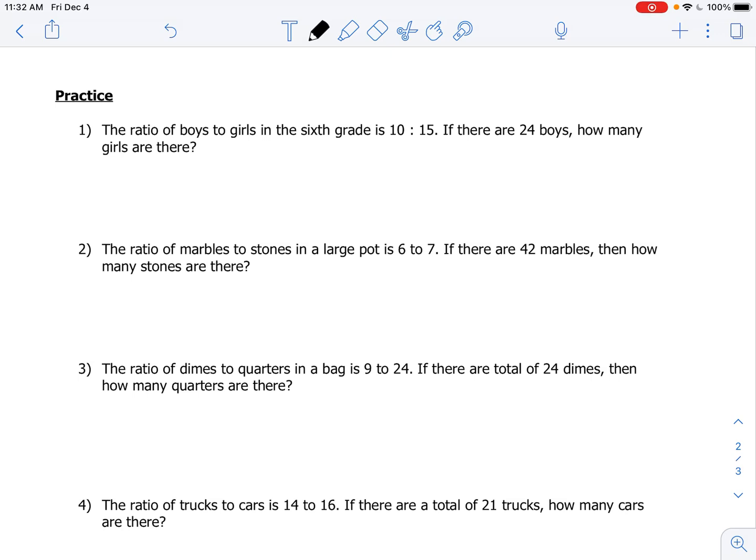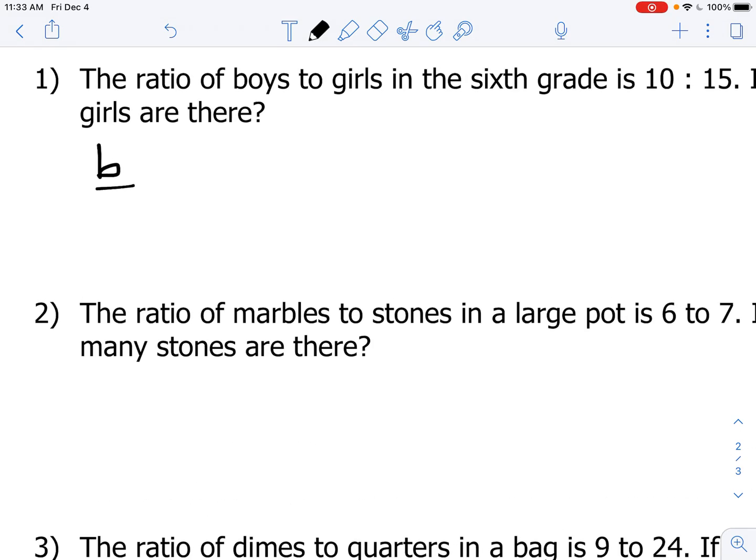So let's get started with number 1. The ratio of boys to girls in the 6th grade is 10 to 15. If there are 24 boys, how many girls are there? So we can set this up in equivalent ratio form. I'm going to put the number of boys in our numerator and the number of girls in the denominator.